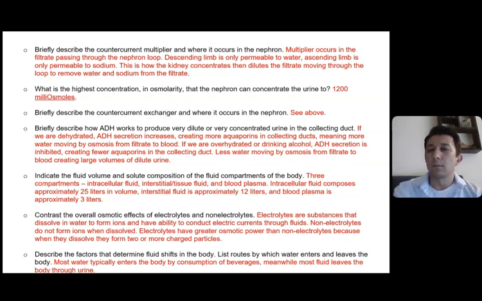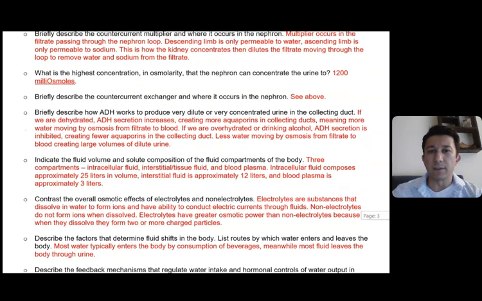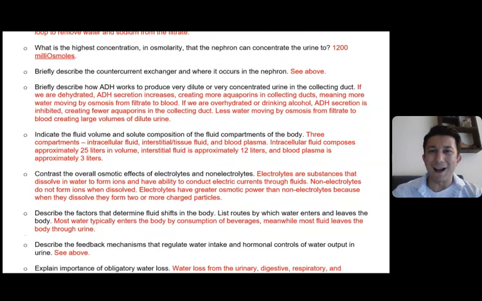And so this is specifically how the kidney concentrates the filtrate and then dilutes the filtrate that's moving through the nephron loop in order to remove both water and sodium and put them back into the bloodstream. We see that at the base of the nephron loop, or the bottom of the nephron loop, the highest concentration in osmolarity that the nephron loop can create is 1200 milliosmoles, which is 4 times more concentrated than typical body fluid osmolarities are.